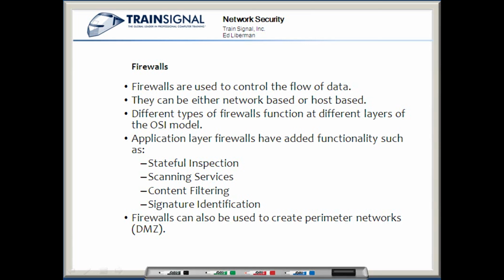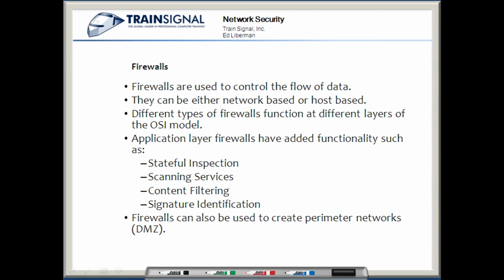Alright, so starting off here, let's talk a little bit about firewalls. Firewalls is something that we've talked about a couple other times in this course. And as we know, firewalls are used to control the flow of data, or to be more specific, to control the flow of data in or out of a network. Now, there are many different ways that firewalls can control what data gets in and out. And the first thing I will tell you is that they can either be network-based or host-based.